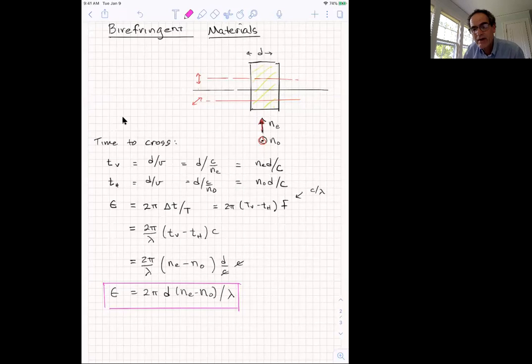Before that, I'll just have you do an example where you put in some numbers for a typical birefringent material and for a typical wavelength of light and see what sort of phase shifts you get. Okay, see you in a moment.